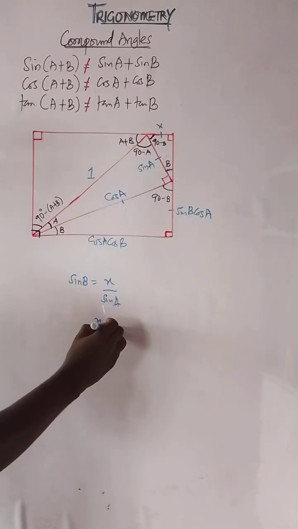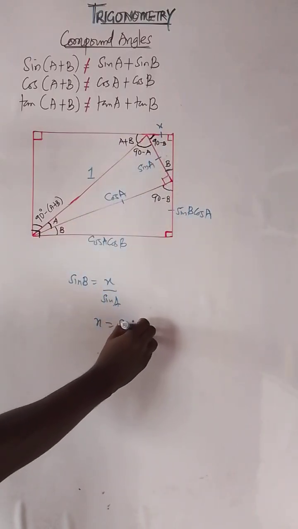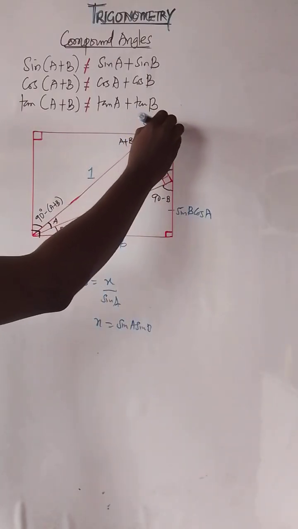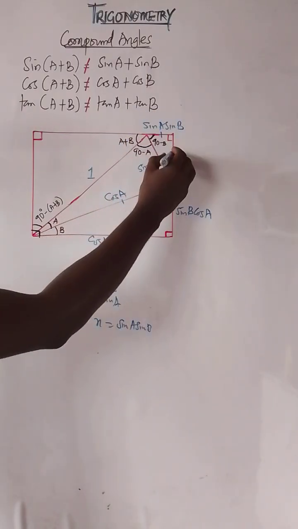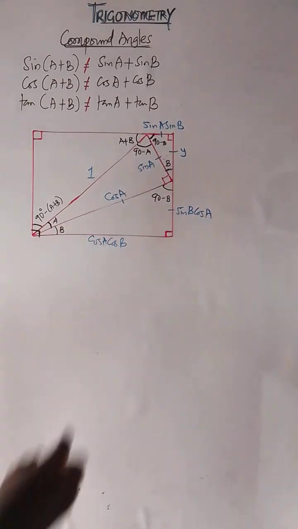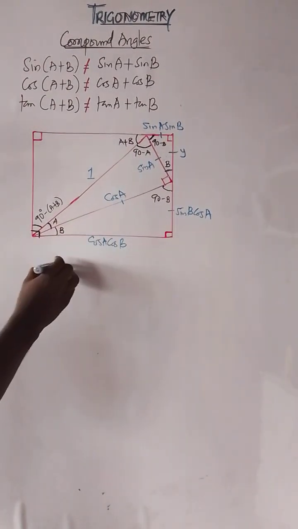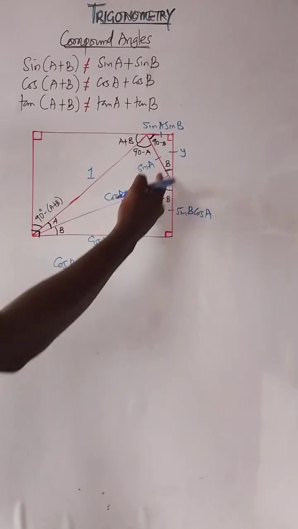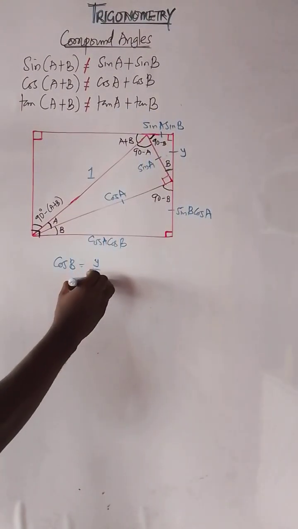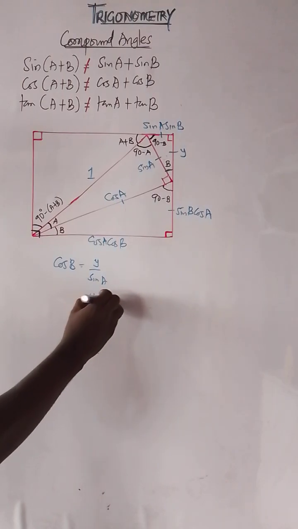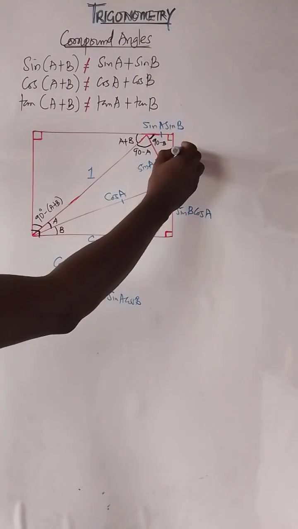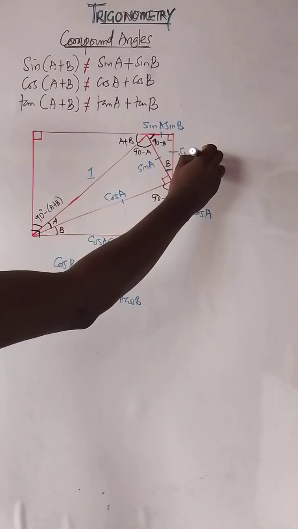So in this case, x becomes sin A sin B. So we can replace x with what? With sin A sin B. Now let's get this side, let's call it y. Let's get y next. To get y this time around, we are going to use cosine. We use cos B. So this is the opposite, that's adjacent over hypotenuse. From here, y becomes what? Sin A cos B. So we can replace this y with sin A cos B.